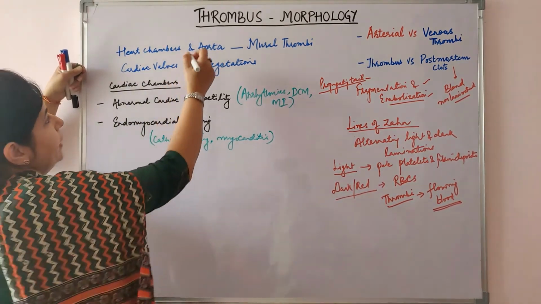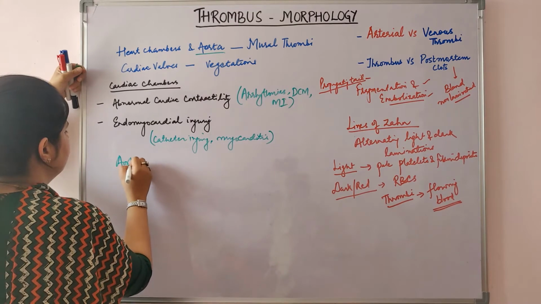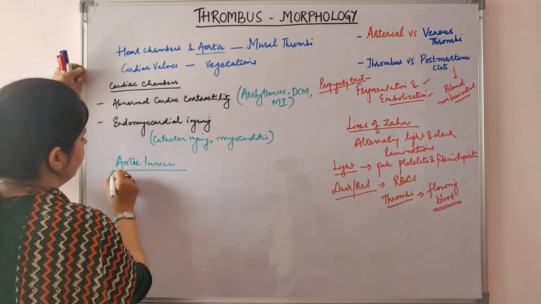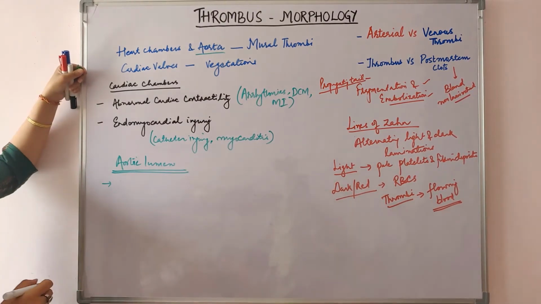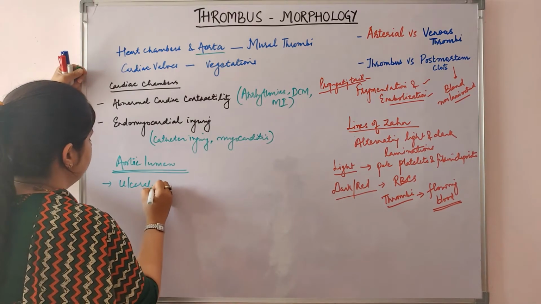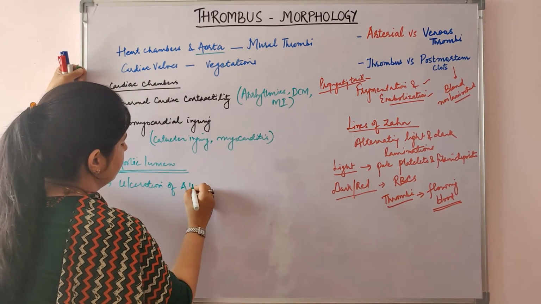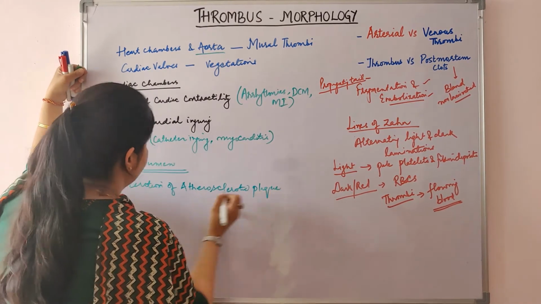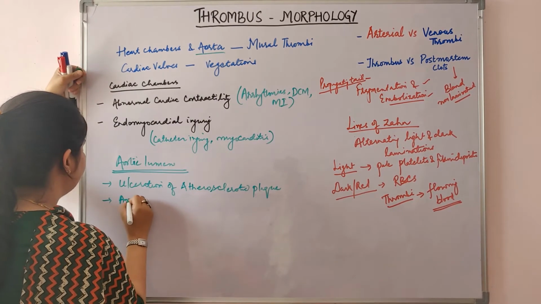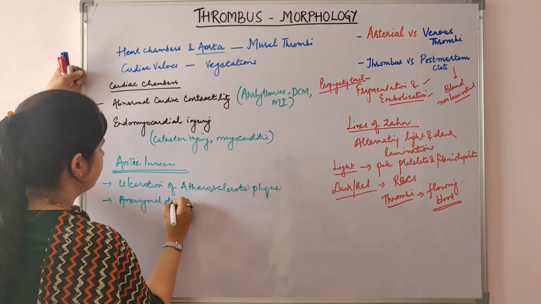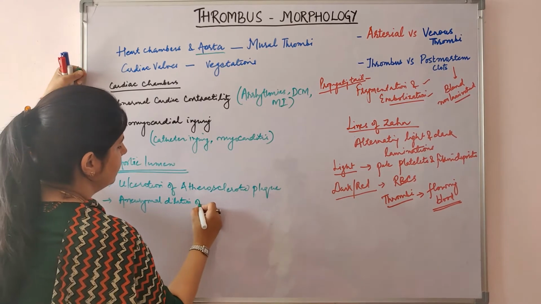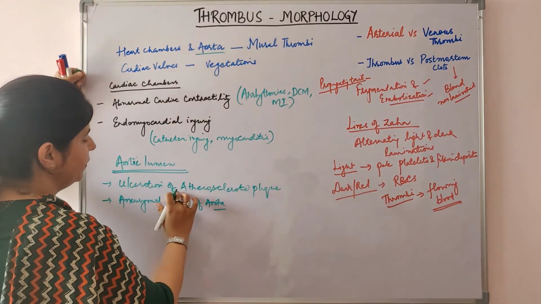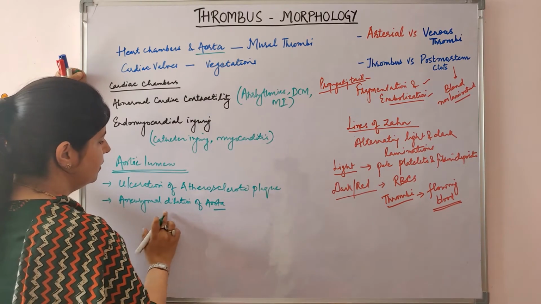Now the mural thrombi that form in the aorta or aortic lumen, what are the predisposing factors? There can be ulceration of atherosclerotic plaque that leads to thrombus formation, and if there is aneurysmal dilation of the aorta, then it will also lead to thrombus formation. Here the mechanism is endothelial injury, and here stasis occurs.